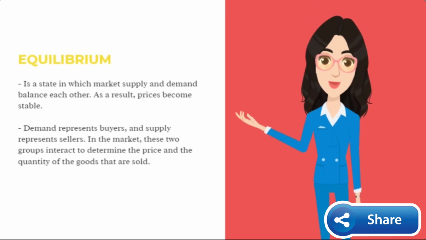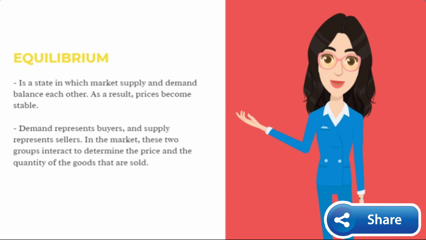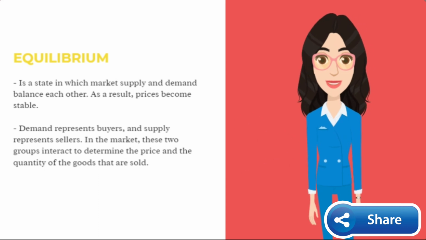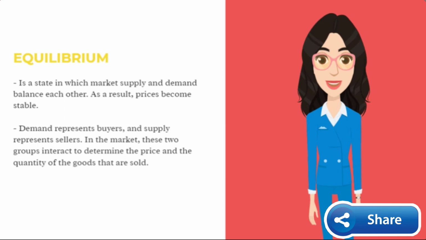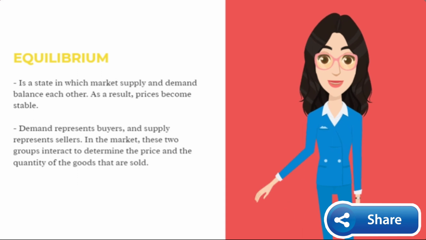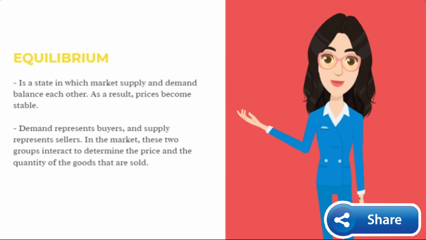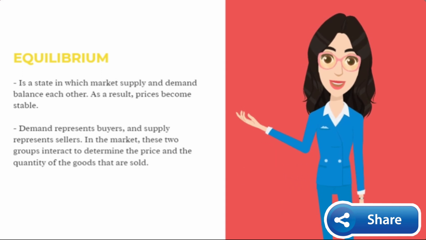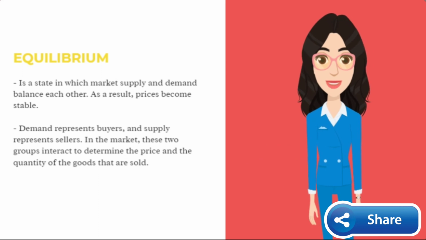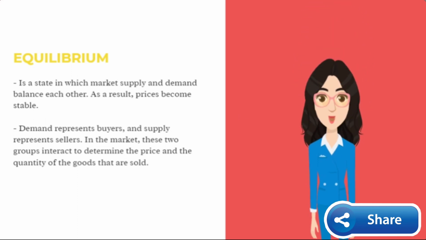Next is equilibrium. It is a state in which market supply and demand balance each other. As a result, prices become stable. Since demand represents buyers and supply represents sellers, in the market, these two groups interact to determine the price and the quantity of the goods that are sold. And that is the point at which the demand and supply curves in the market intersect. And to determine the equilibrium price, it's important to figure out at what price the demand and supply curves intersect.